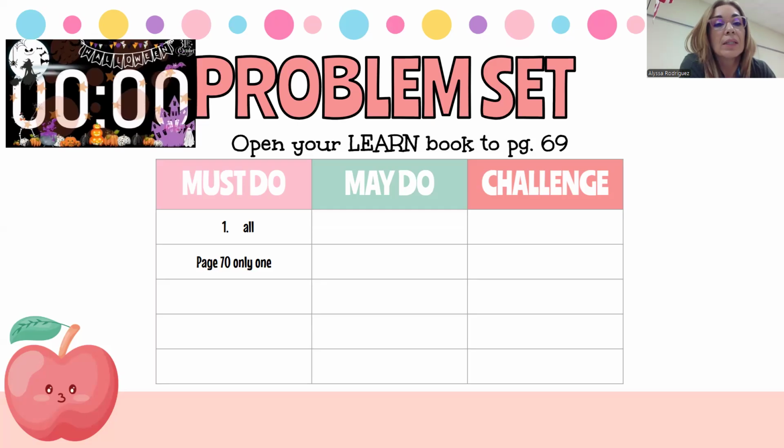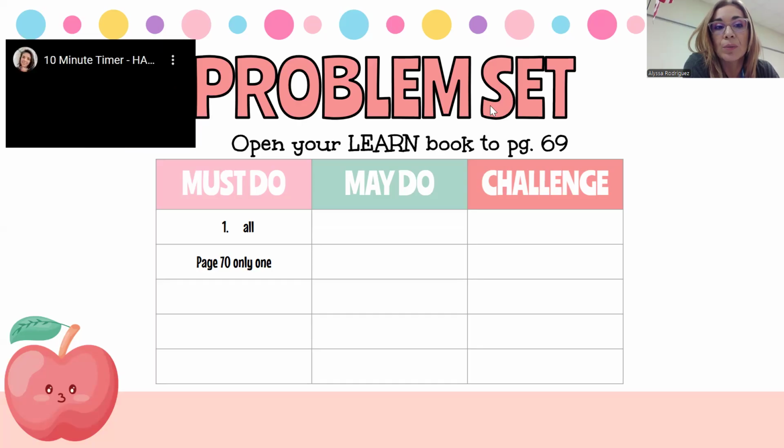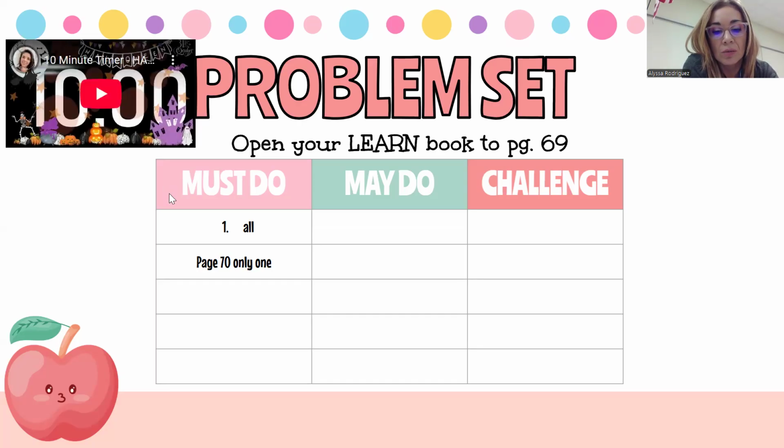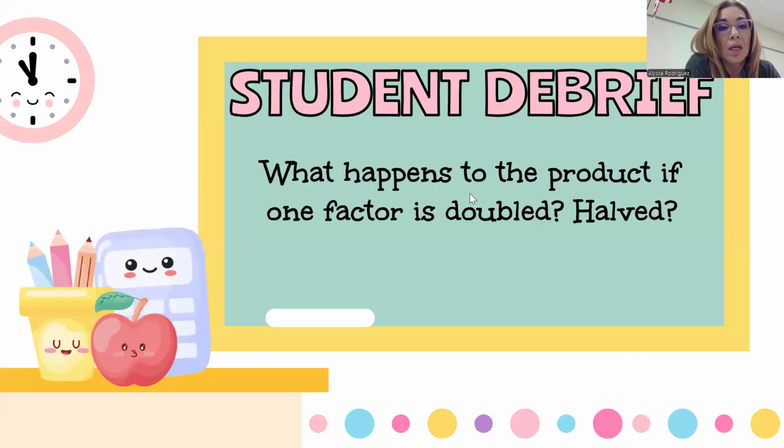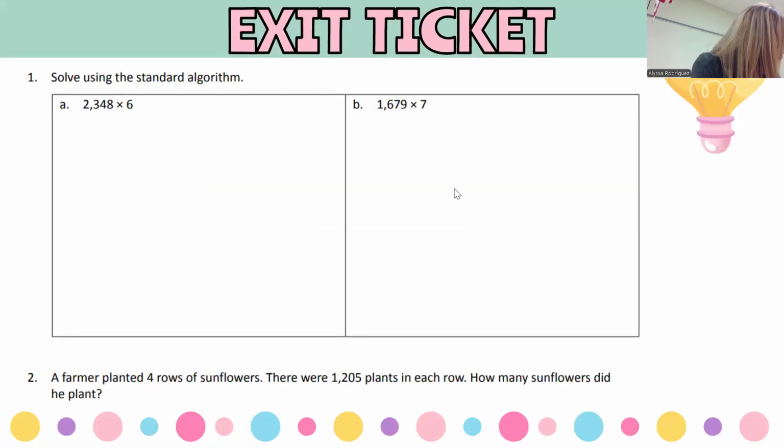Okay. Time is up. Like I said, keep it in your workbook. Do not take it out. If you need more time, you can pause the video in 3, 2, 1. We're moving on. All right. We're moving on to the exit ticket. Your exit ticket is on page 71. Page 71.